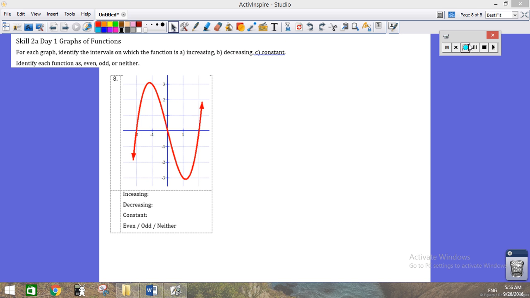This is our last problem. We're looking at the graphs of functions. We're trying to identify intervals over which the function is increasing, decreasing, or constant.